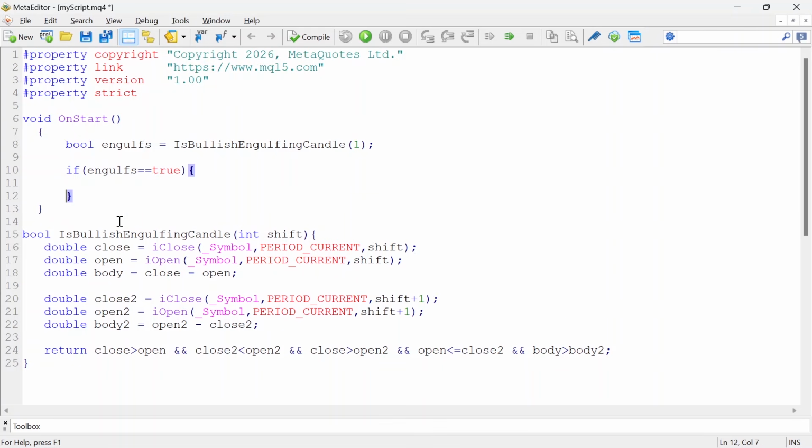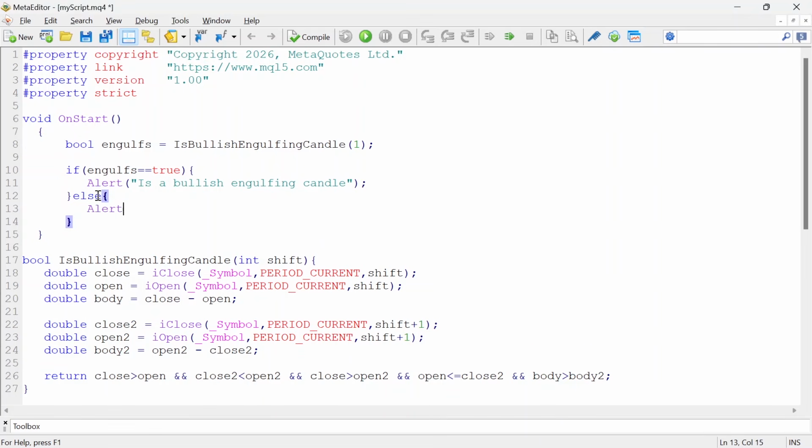We want to say it's an engulfing candle. We want to say this is a bullish engulfing candle, right? And in the case where this is false, we can say it is not a bullish engulfing candle. Okay, it is a bullish engulfing candle.